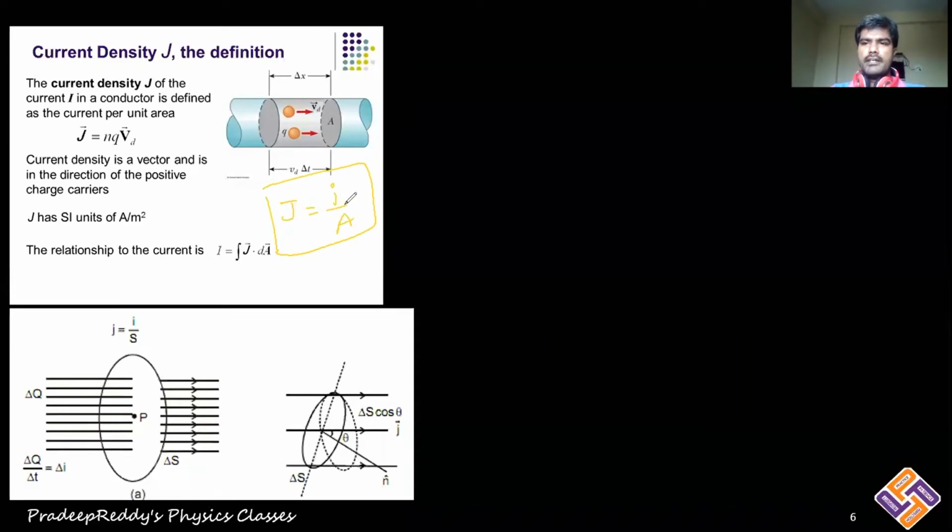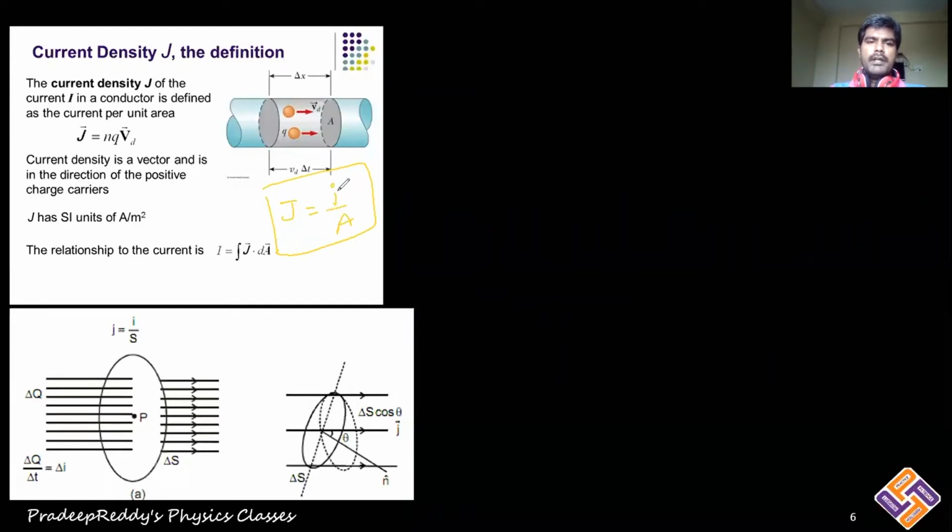Current is not a vector, even though it is directional, even though it is directed from high potential to low potential. It should be called a tensor actually. So usually we consider current as a scalar, but strictly speaking, it is a tensor quantity, which has direction but is not a vector. It does not obey vector laws. So current cannot be treated as a vector.